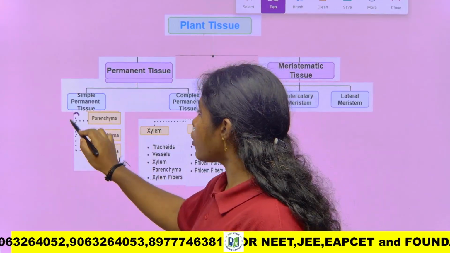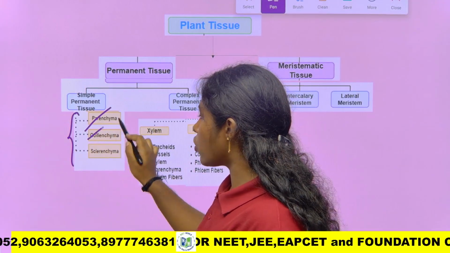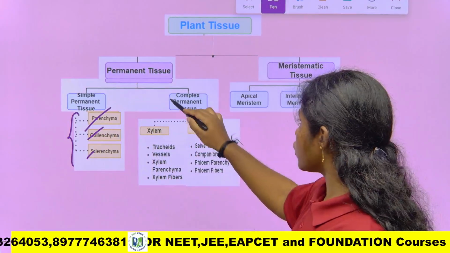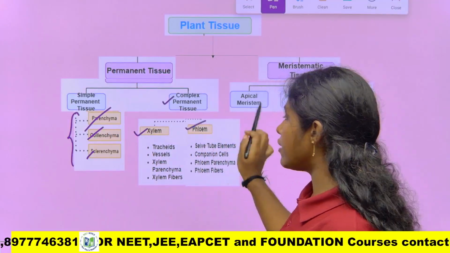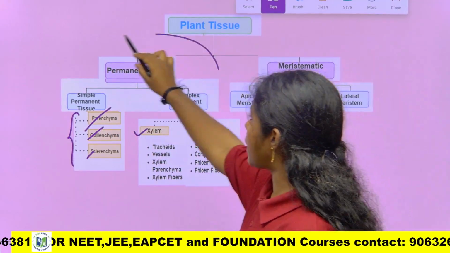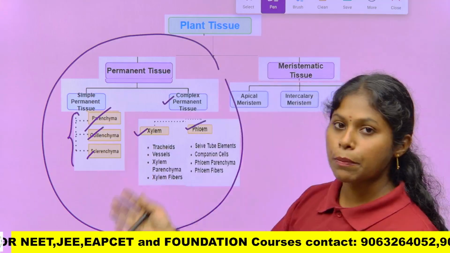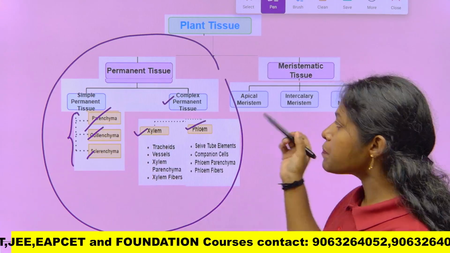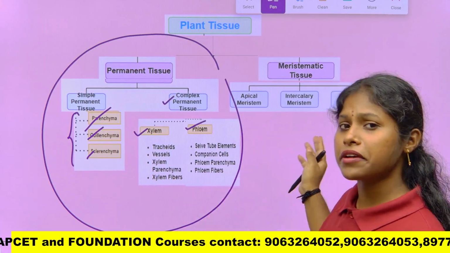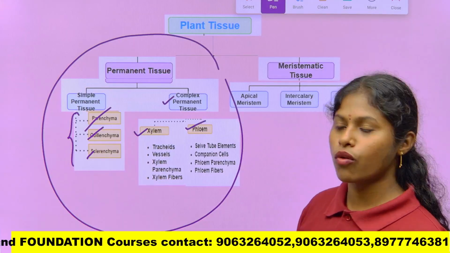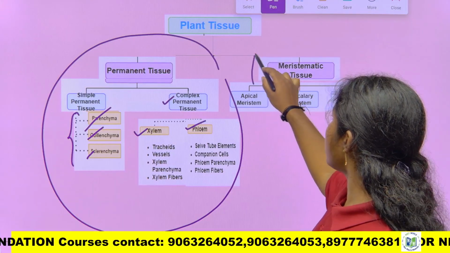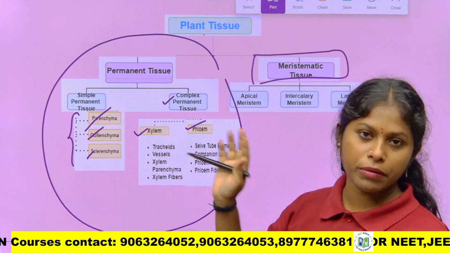Simple permanent tissue is of three types. What are they, children? Parenchyma, Collenchyma and Sclerenchyma. Coming to the complex tissues, there are two types, Xylem and Phloem. These are the two heroes of the plants. Why? The main transport and support function is done by these permanent tissues. But without meristematic tissues, will the permanent tissues arise? No. Without meristematic tissue, there is no permanent tissue, right?